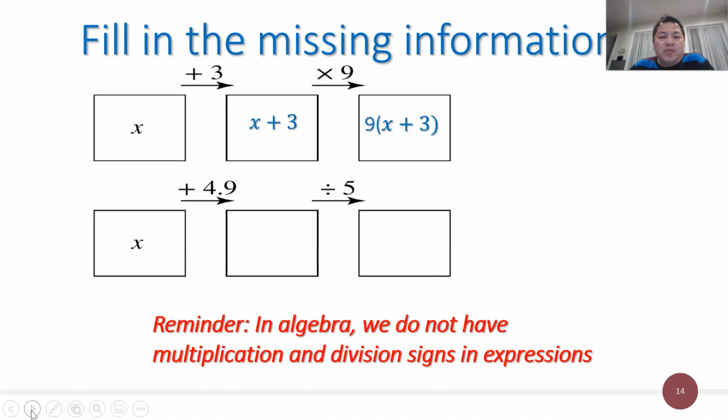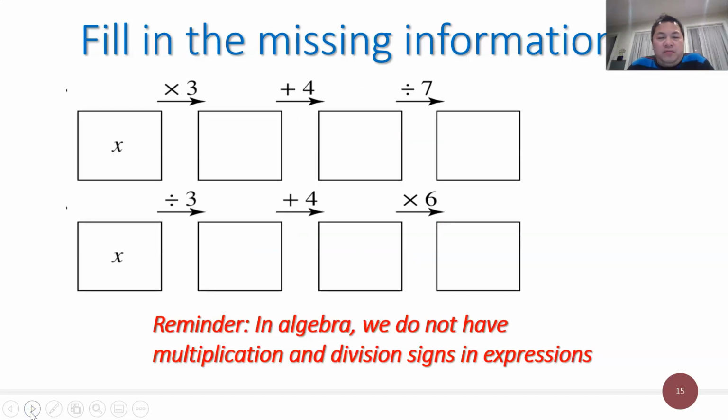Next one. x plus 4.9, so you get x plus 4.9 here. When you have divide by 5, bear in mind this divide by 5 belongs to the whole chunk here. So be careful. You have to divide by 5, so it's over 5.